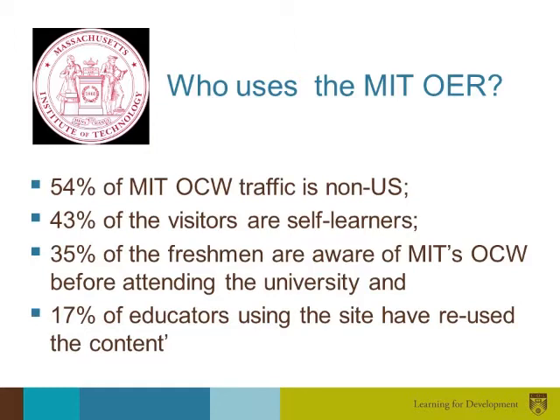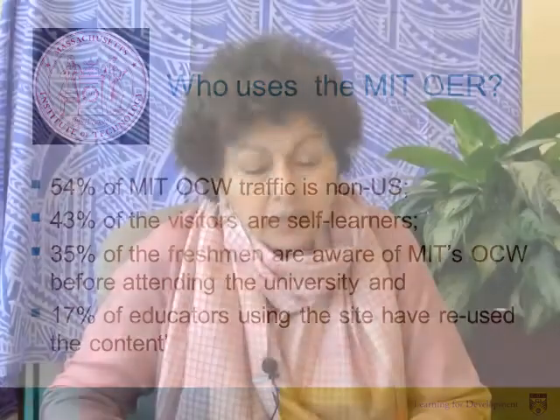It also encourages potential students to enroll, because in the MIT Open Courseware Initiative, one of the benefits to MIT was that 35% of the freshmen attending the university were already aware of their courses because they had actually gone and seen their open courseware materials. And then the other finding from this study on who uses OER, which is produced by MIT, is that 17% of educators use this free content. Most of it is used by students all over the world. The number one users of the MIT OER are students from China, and Indian students are at number three.